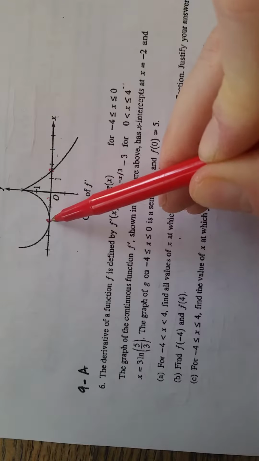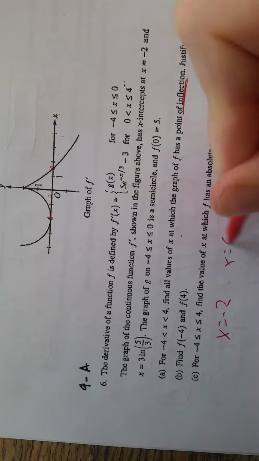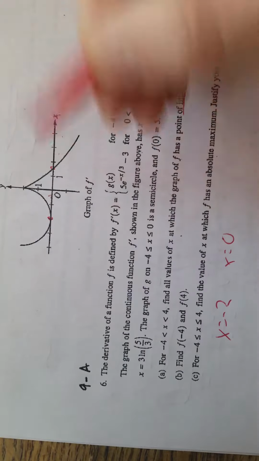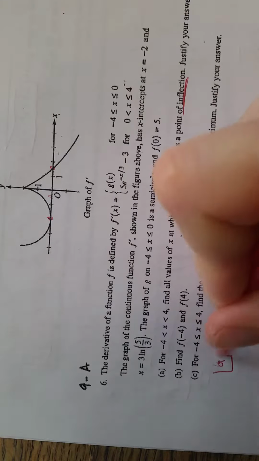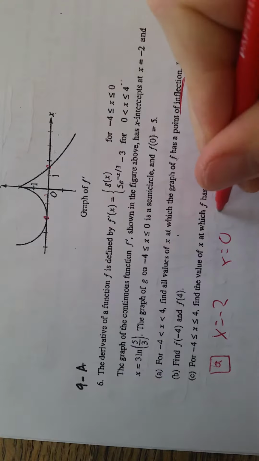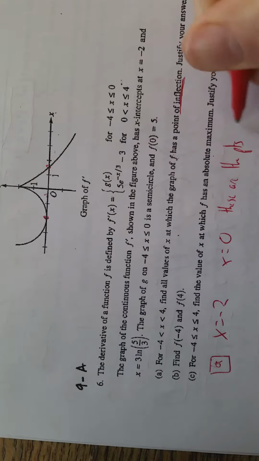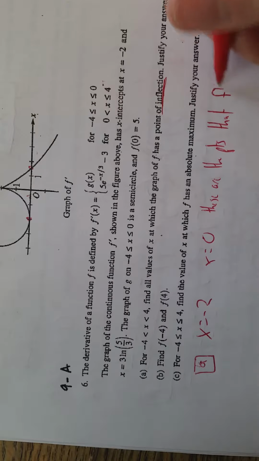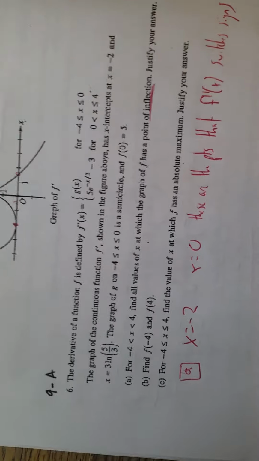The points at which that occurs are at x equals -2 and x equals 0. Have a look. At -2 it switches, and at 0 it switches as well. So for A, you're going to write these 2 points, and you're going to say, these are the points that the second derivative, f double prime of x, switches signs. And you're done with that.